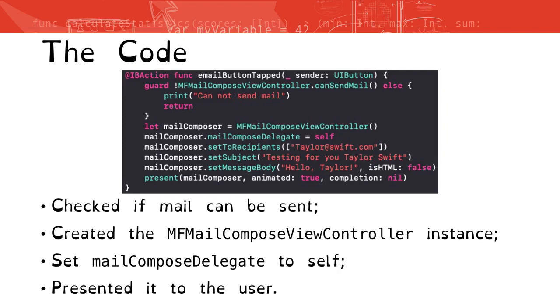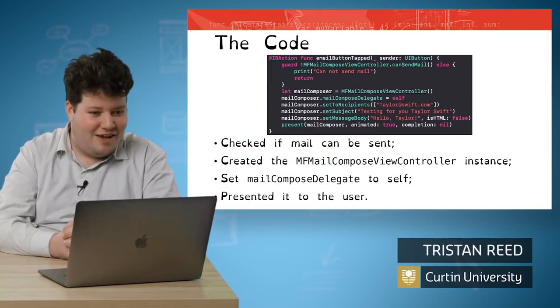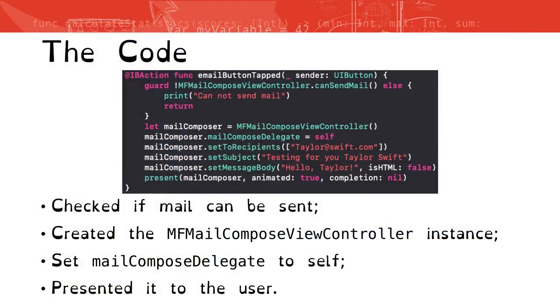So once we've checked whether mail can be sent, and we go, yeah, we can, we then need to create our MFMailComposeViewController, and our instance will be assigned to the variable mailComposer. We then go and set a few different things. We have to go and set the mailComposeDelegate to self to connect it all together first. We then need to go and put in our recipients. Apparently we're sending an email to taylor@swift.com today. Very funny, being the Swift programming language. We're then going to put in the subject, "Testing for you, Taylor Swift," and it's just calling these setToRecipients and setSubject methods.